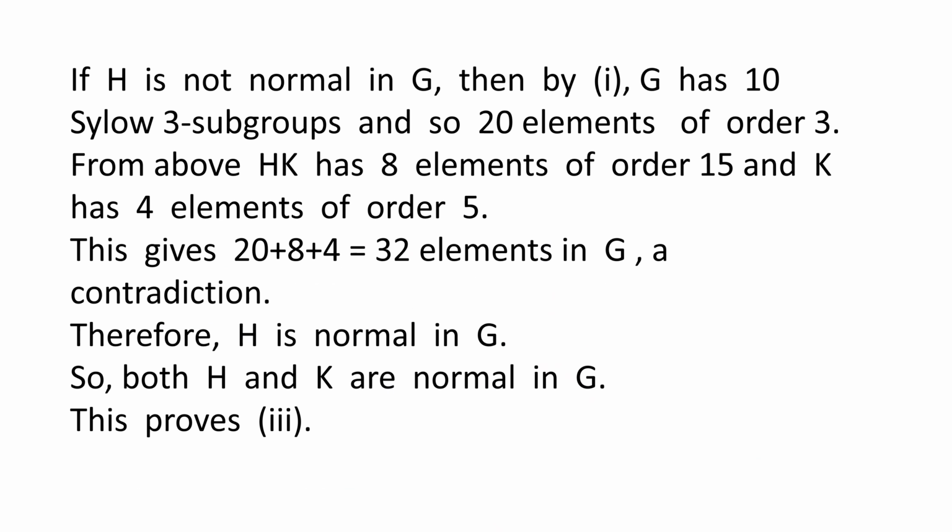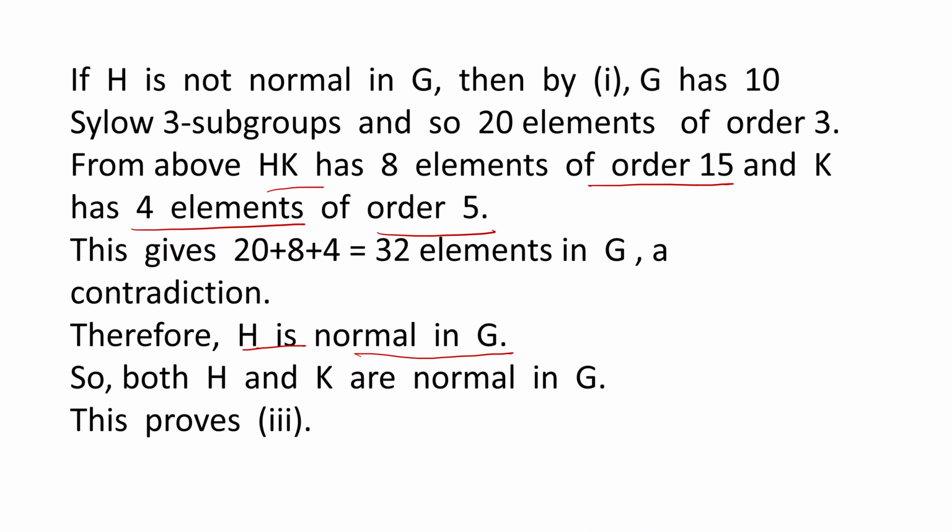If H is not normal in G, then by result 1, we know that either the Sylow 3 subgroup or the Sylow 5 subgroup is normal in G. We come to the conclusion that G has 10 Sylow 3 subgroups, and so there are 20 elements of order 3. From above, HK has 8 elements of order 15 and K has 4 elements of order 5. This implies that there are 20 plus 8 plus 4, which is equal to 32 elements in group G, which is a contradiction. It is not possible. Therefore, H is normal in group G.